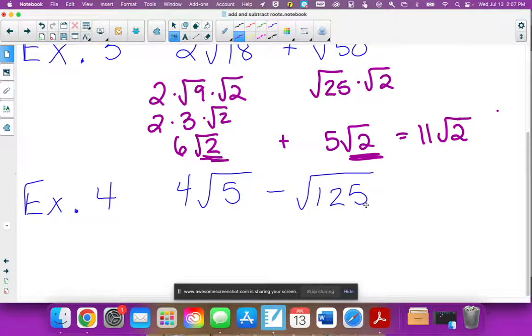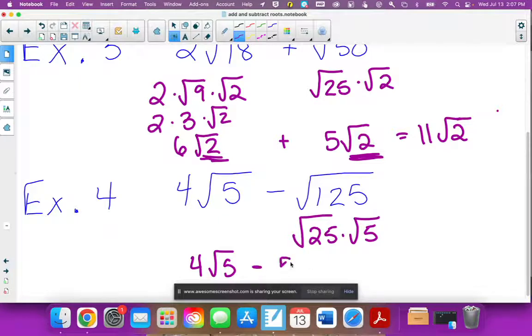Again, go through your first 10 perfect squares. Square root of 125 should break down to the square root of 25 times the square root of 5, right? So what we have is 4 times the square root of 5, since that didn't change, minus square root of 25 is 5 times the square root of 5. So all we're looking at is the coefficients. 4 minus 5 is -1 times the square root of 5.